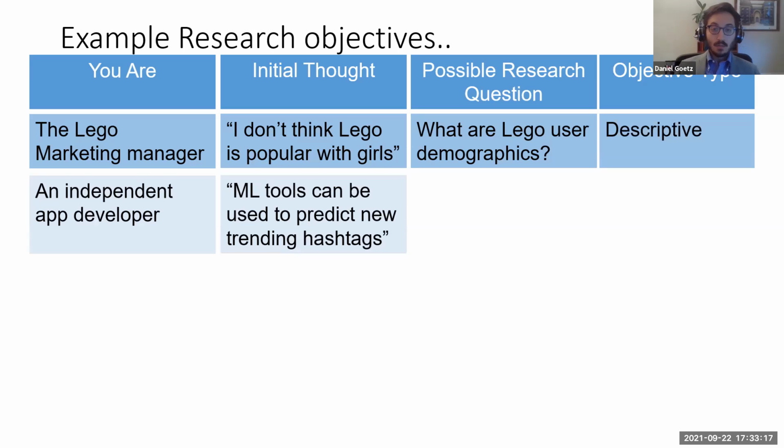So here's another one. Let's say you're an independent app developer. You're creating an app and you have the thought, okay, machine learning tools are pretty good at predicting things. I can actually use these statistical tools to predict new trending hashtags. That's an interesting thought, right? To be able to get ahead of the curve on what's going to be a big hashtag, what's going to be retweeted or hashtagged on TikTok or Instagram before the trend peaks.